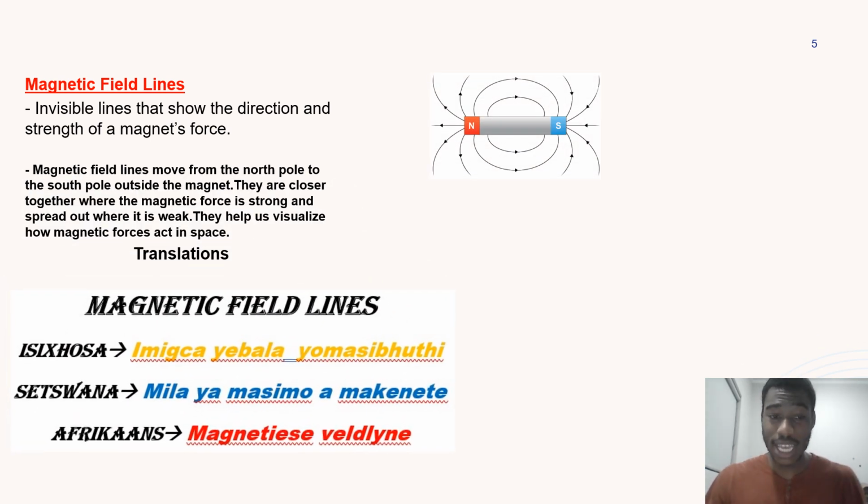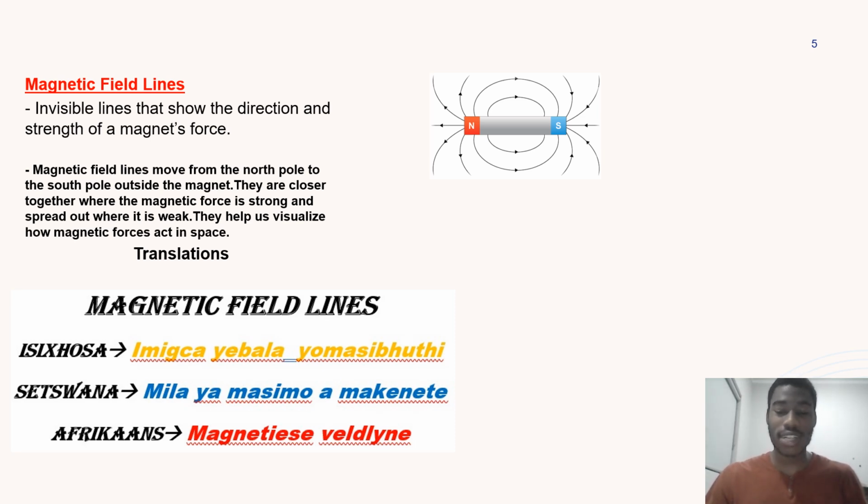In isiXhosa, this is a very difficult word, if isiXhosa is not your native language, but it says imiga yebhala yomasputi. Very difficult word. And then in Setswana, kemila yamasimo amagnete. That is how we say it in Setswana. And in Afrikaans, we say magnetes fitliner, which is very difficult. I don't know if that is the correct pronunciation, but I think you get what I'm trying to read there.